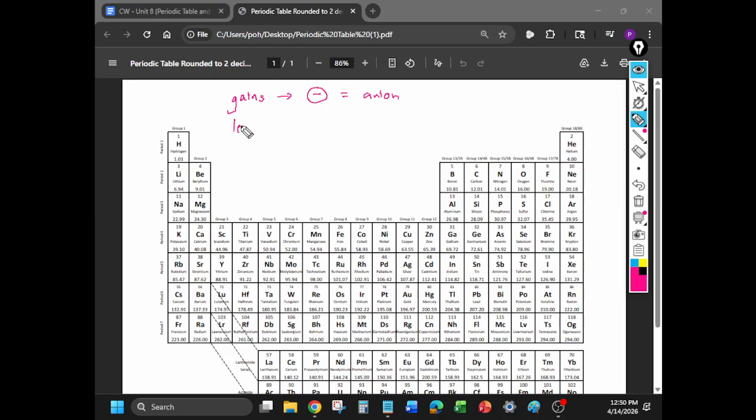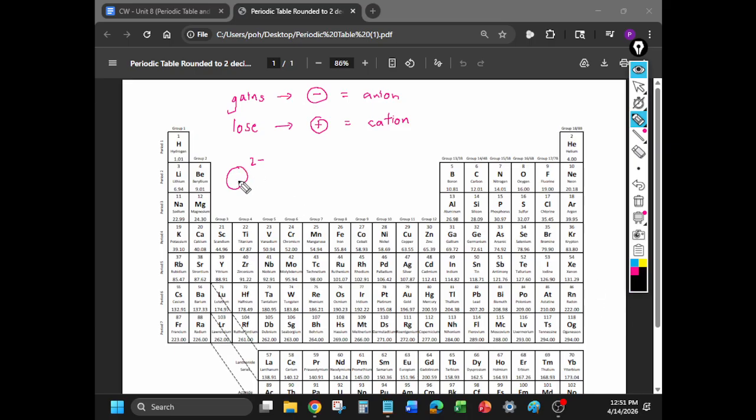Okay, but if they lose an electron, it becomes positive, and we call that a cation. So what we're going to do now is we're going to learn how to draw the shell models for these cations and anions when they gain and lose electrons. And honestly, it's pretty easy. You just need to erase or draw more electrons. Okay, so let's start with an example. We're going to do O2 minus. This is our first ion.